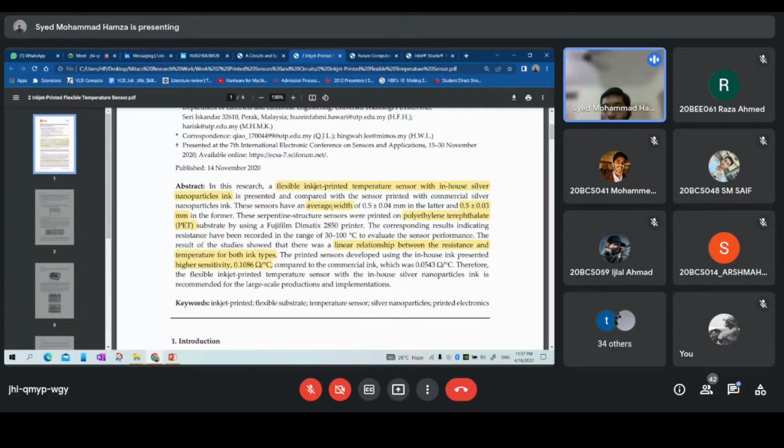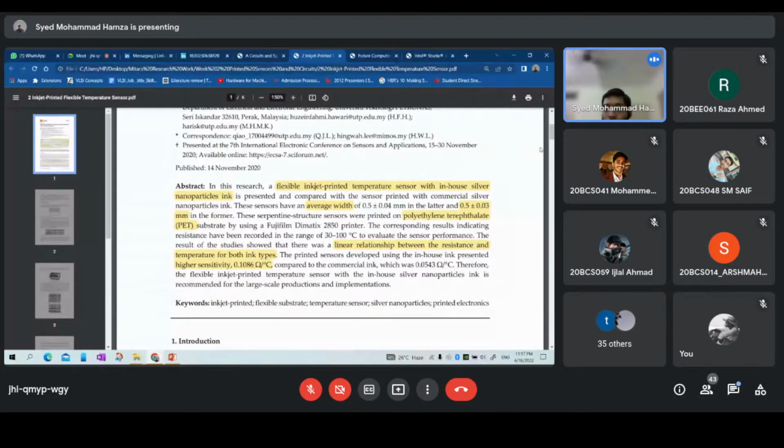This sensor has an average width so and so, and then they say that it has a serpentine structure. It is based on PET. This is the base on which it is designed. Then they talk about which printer they have used. They also talk about the range of temperature and the characteristic linear relationship between resistance and temperature for both types, and so on. So from the abstract, we know what the paper is going to talk about.